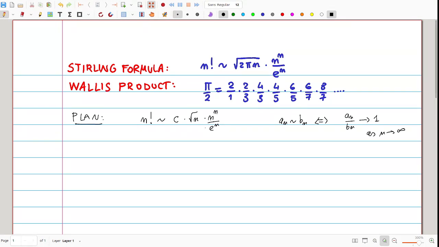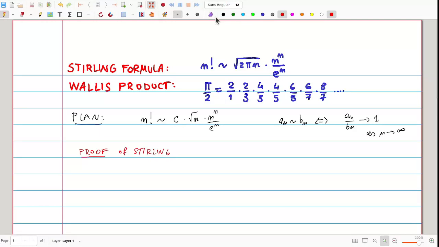So first we prove Stirling's formula without finding the exact constant c, and to find c we need the Wallis product, so we are going to prove also the Wallis product, and at the end we'll have the full Stirling formula. So let's prove Stirling's approximation.